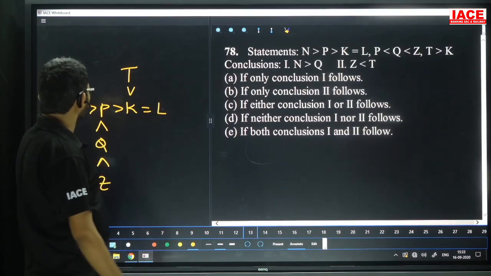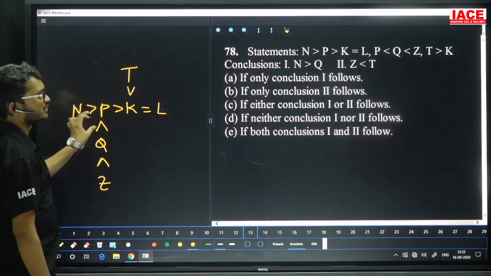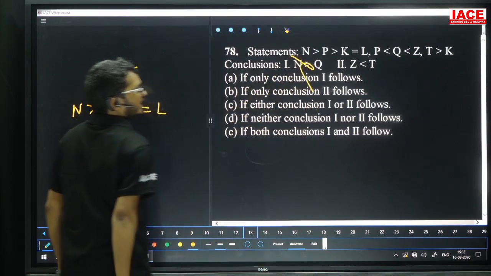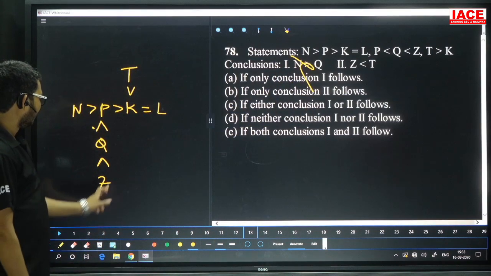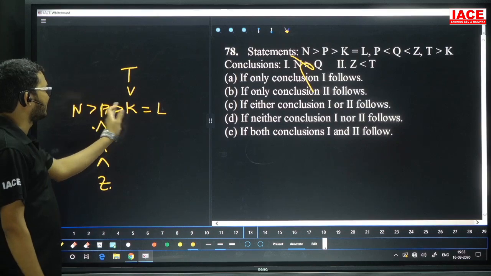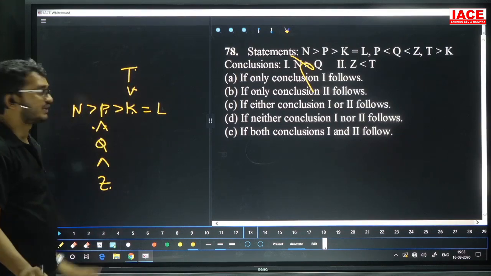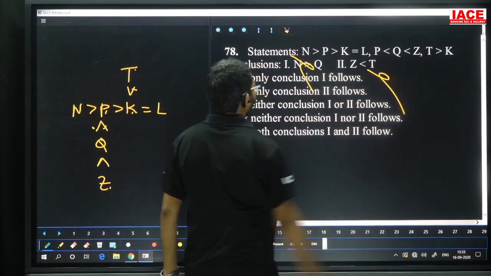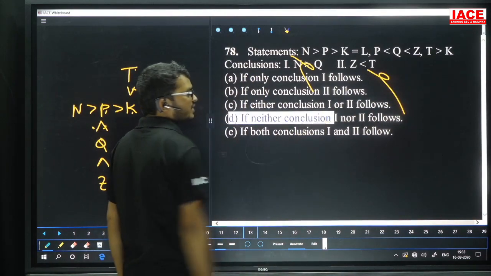First conclusion: N and Q. Between N and Q, the relation is what? Both are opposite. Opposite means can't say. Next one, Z and T. The relation between Z and T is what? Z greater than Q, Q greater than P, greater than K, less than T. Again both are opposite, can't say. So the answer is what? Simply both are false. Both are false means the answer is option D.